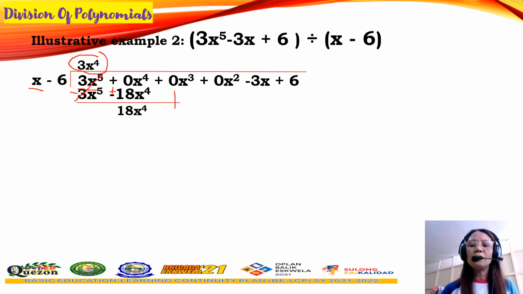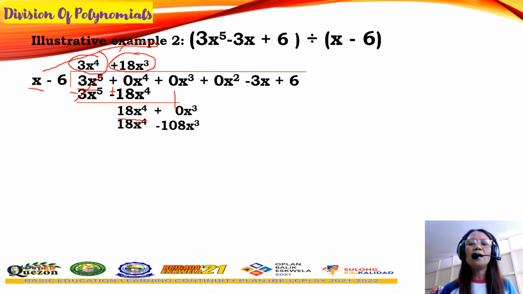Then bring down 0x cubed. Then ito na kayo ng fun divide. 18x to the fourth divided by x is equal to 18x cubed. Balik uli, papunta na uli dito, 18x cubed times x is equal to 18x to the fourth. 18x cubed times negative 6 is equal to negative 108x cubed.